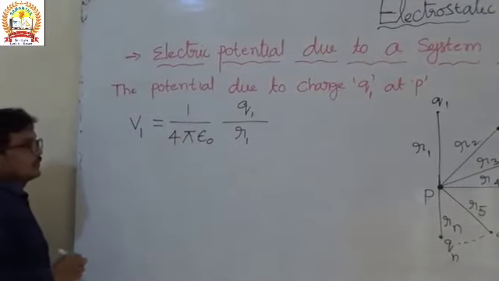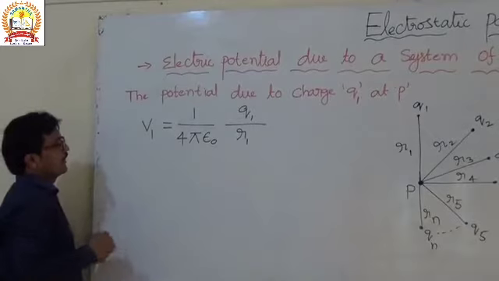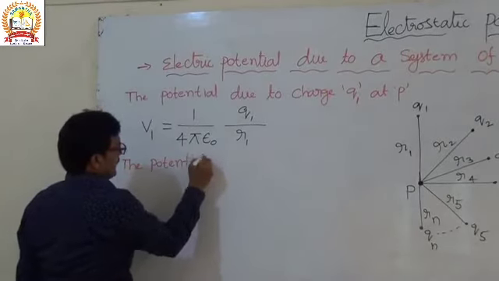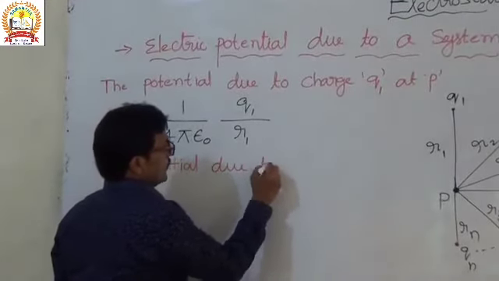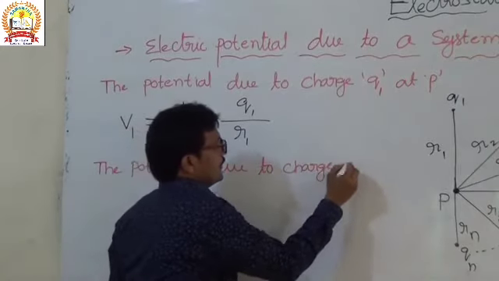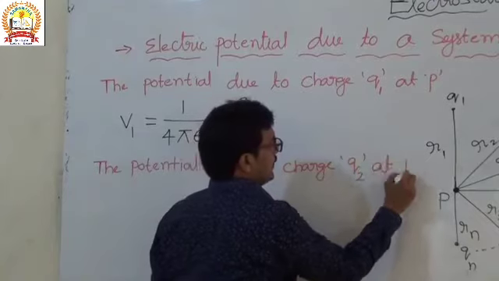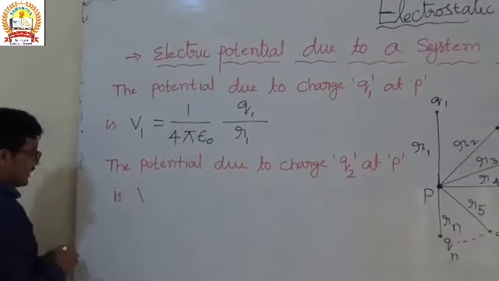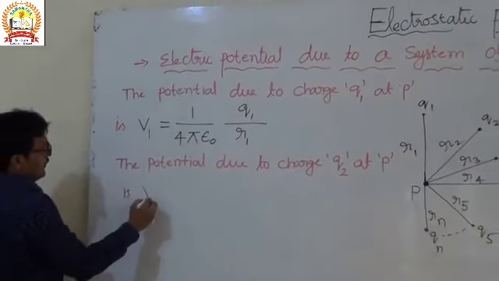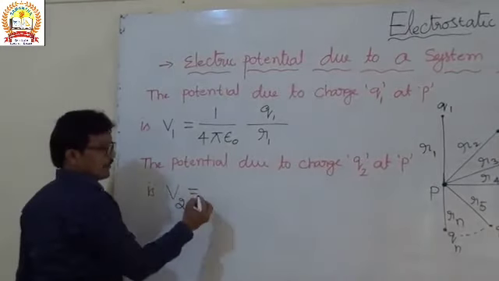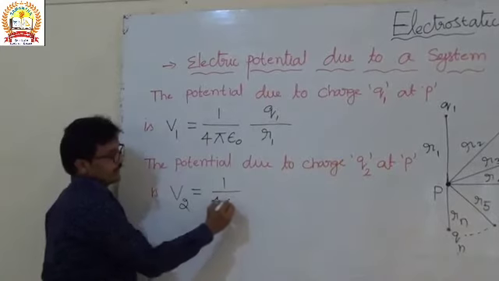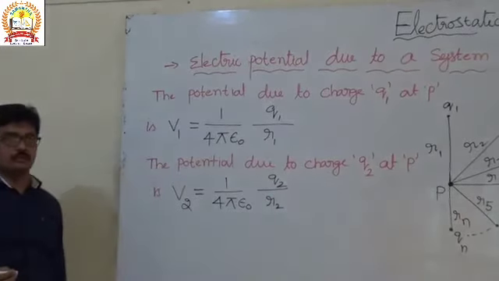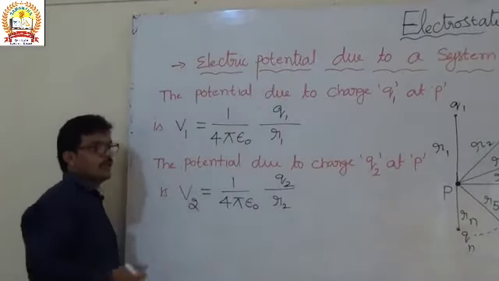Then the potential due to charge Q2 at P is V2, equal to 1 by 4 pi epsilon naught, Q2 by R2.